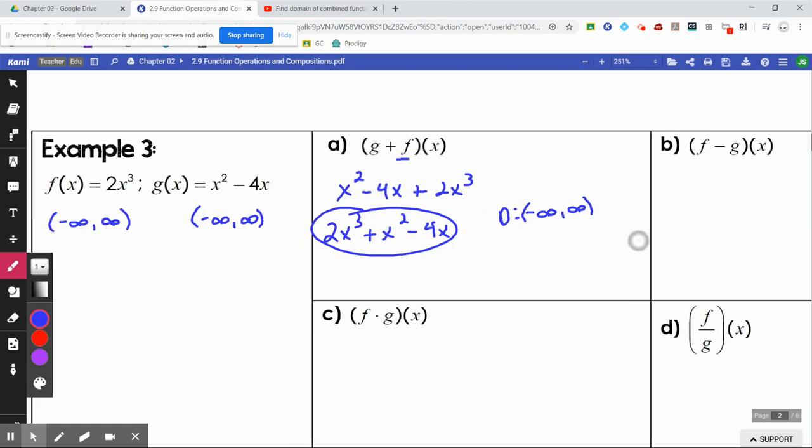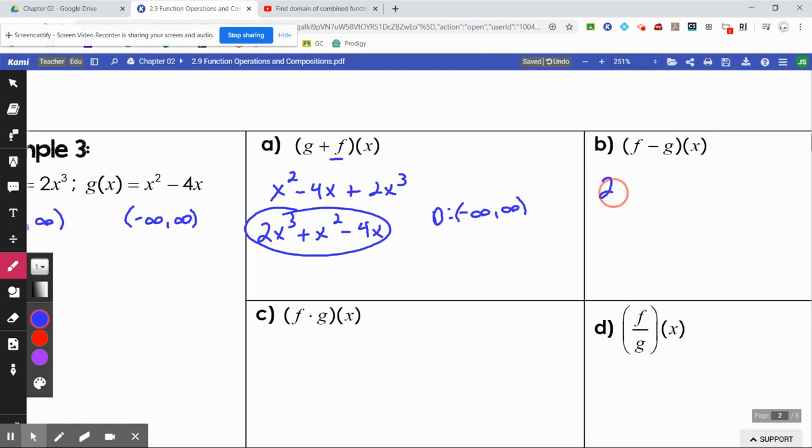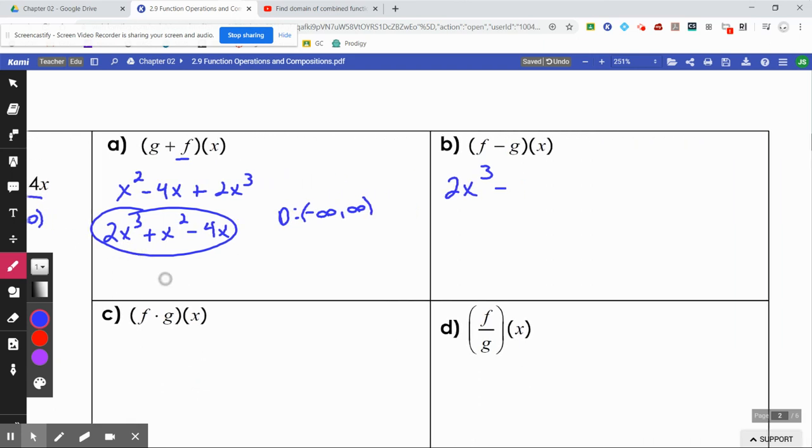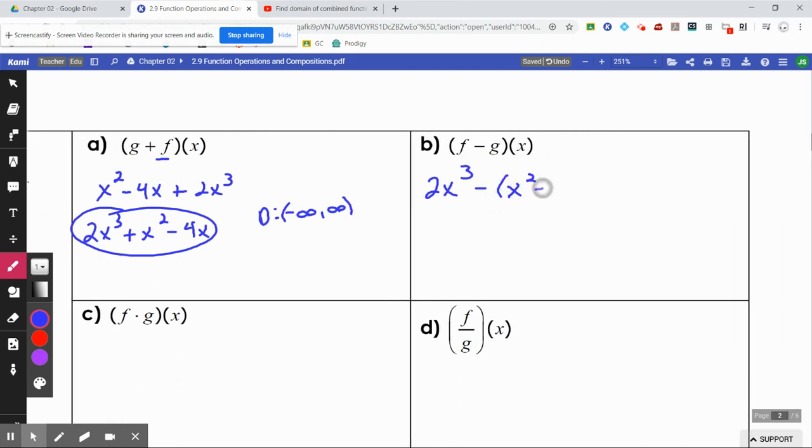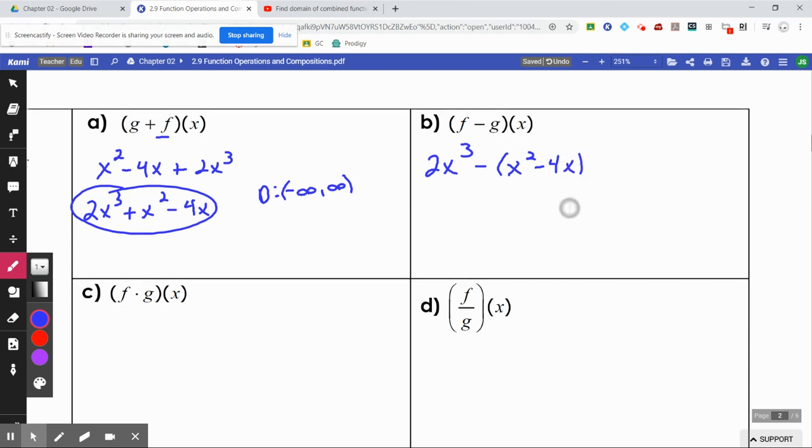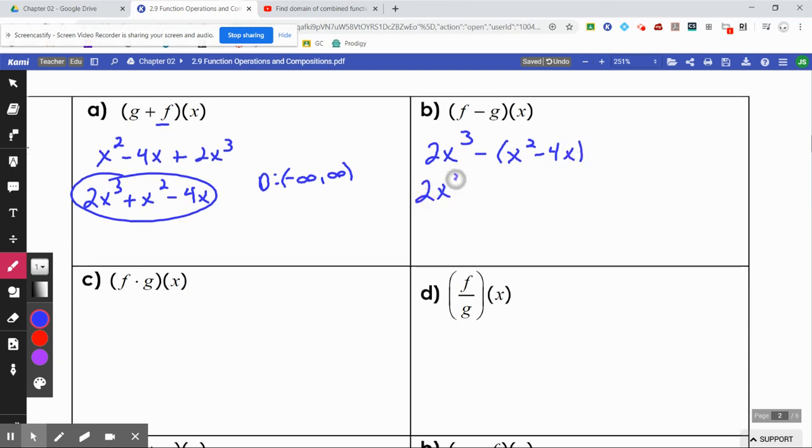Number 2, f minus g. So you have f, which is 2x to the third, minus g, which is x squared minus 4x. Make sure you put it in parentheses to make sure that you're subtracting the whole thing. So it'd be 2x to the third, subtract x squared, and minus 4x would be a plus 4x. There's no like terms. And again, my domain would be all values from negative to positive infinity.